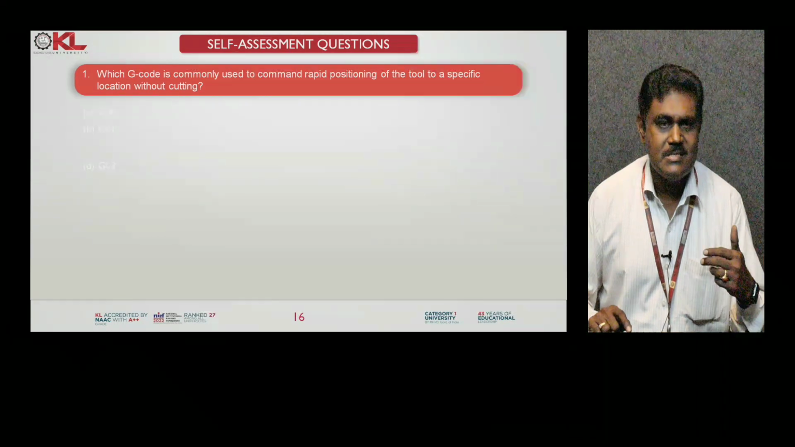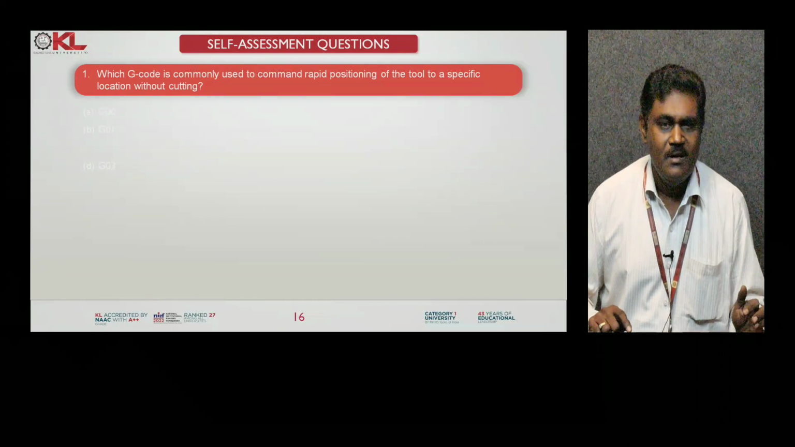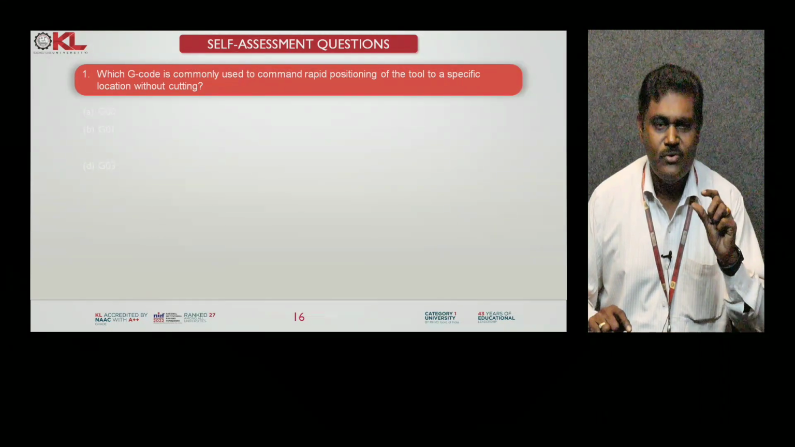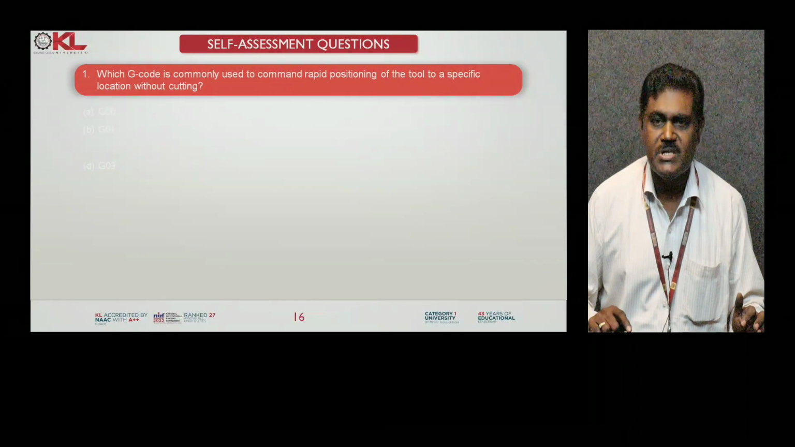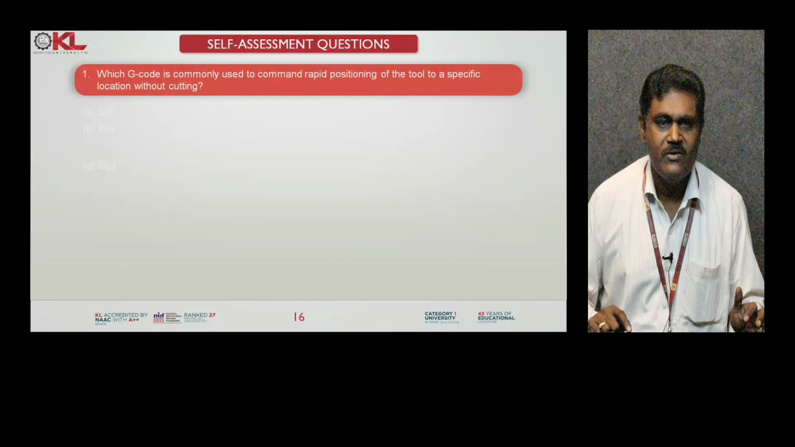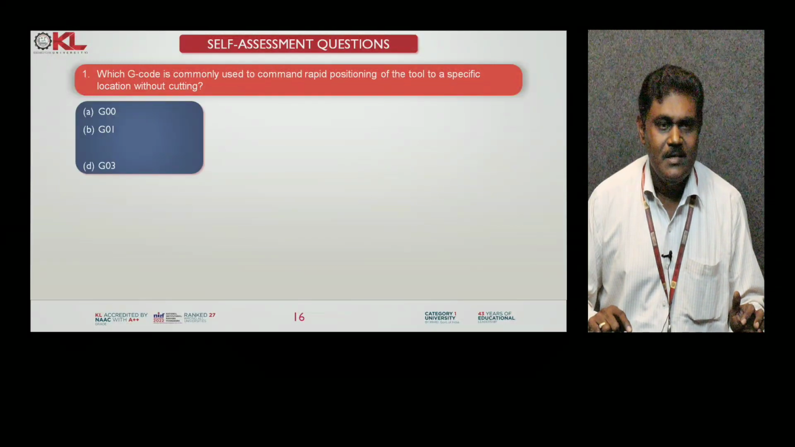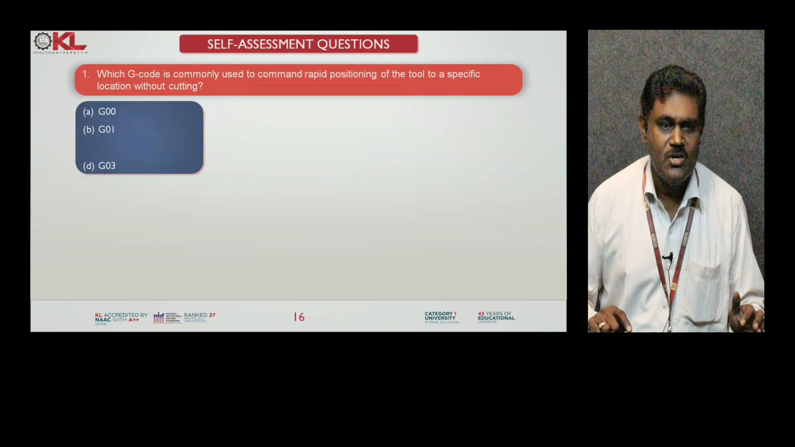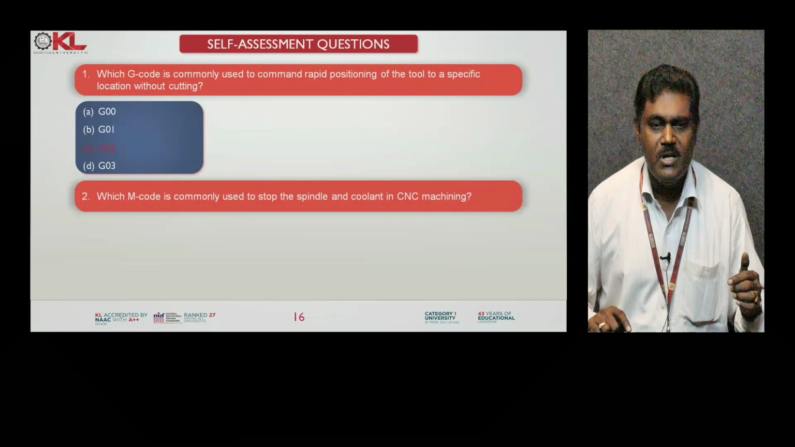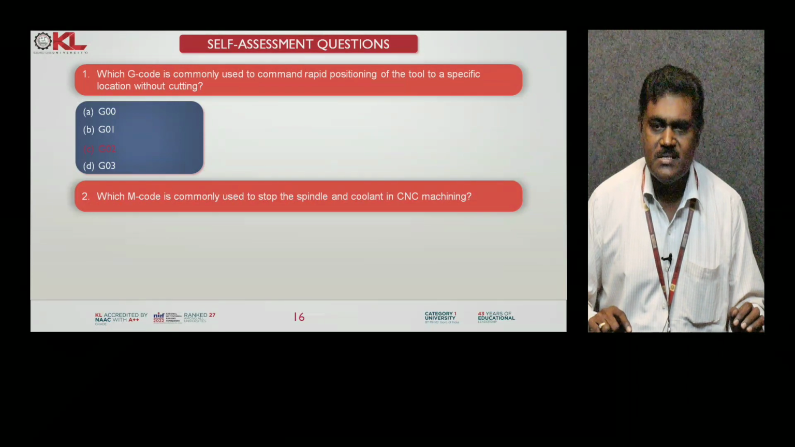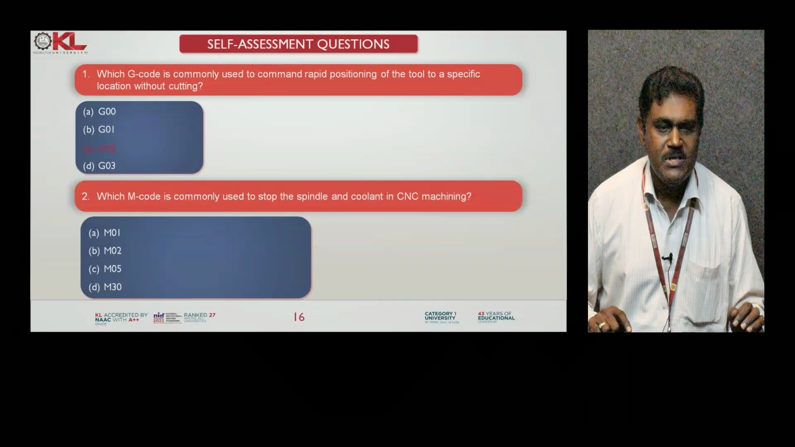Now the self assessment questions, so that after going through this lecture you can test yourself. Which G code is commonly used to command rapid positioning of the tool to a specific location without cutting? G00, G01, G03, G02 are the options; G02 is the answer. Which M code is commonly used to stop the spindle and coolant in CNC machining? M01, M02, M05, M30 are the options given.